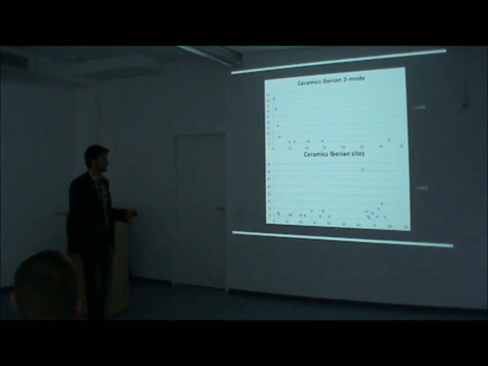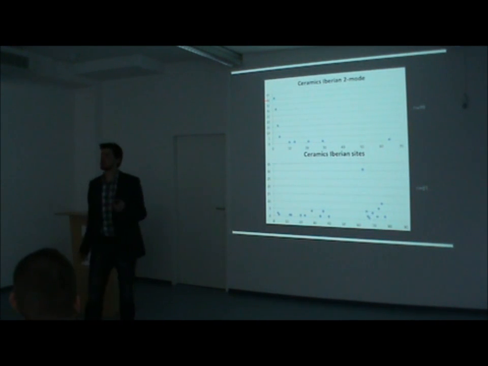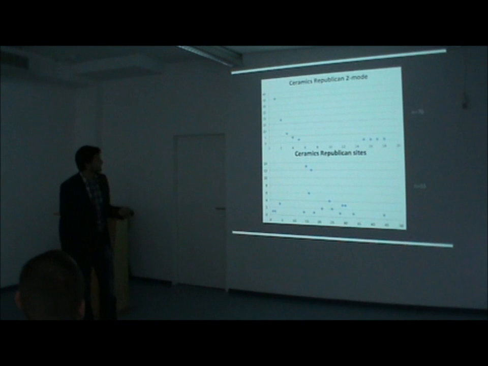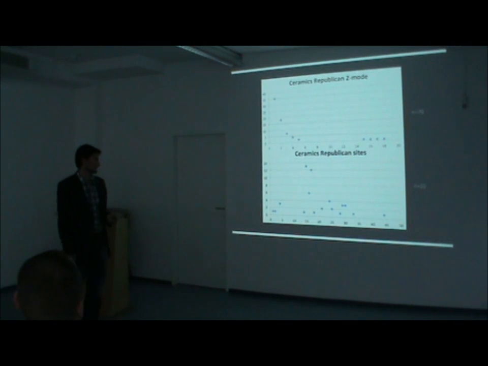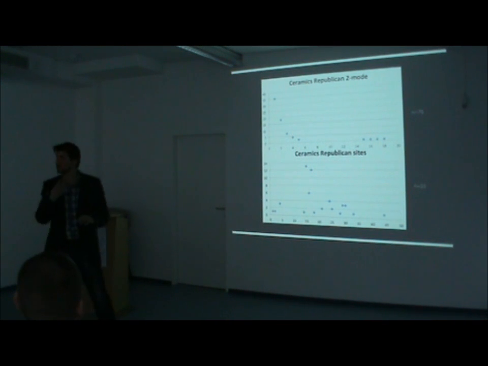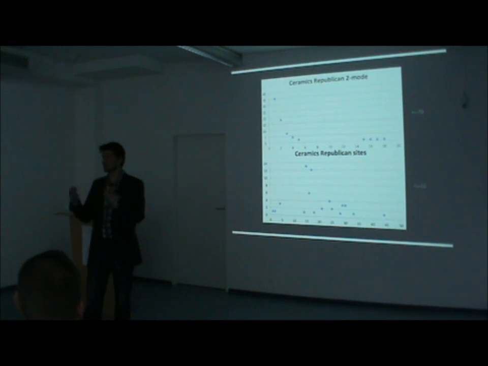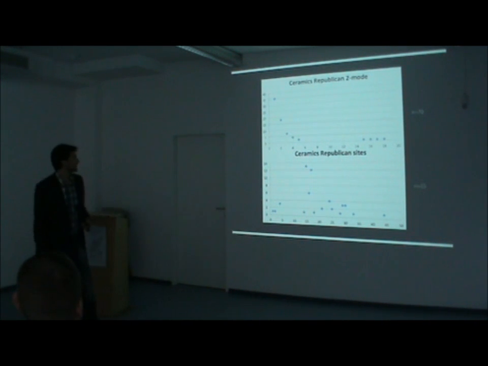In the Iberian period, we again get the same degree distribution. Basically a dense ball of connections, a lot of sites connected to a lot of other sites. But for Republican times, we get something totally different. We get just a few sites that are very highly connected, but a lot of sites that have far less connections. So that's a pattern that's immediately visible from this network analysis and worth exploring. It might actually tell us something.